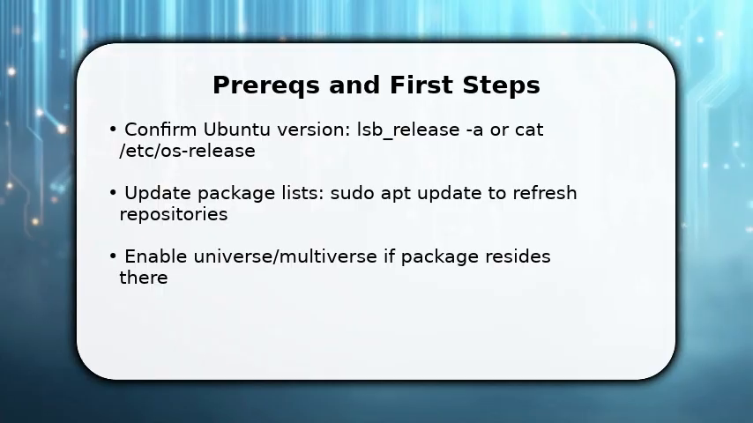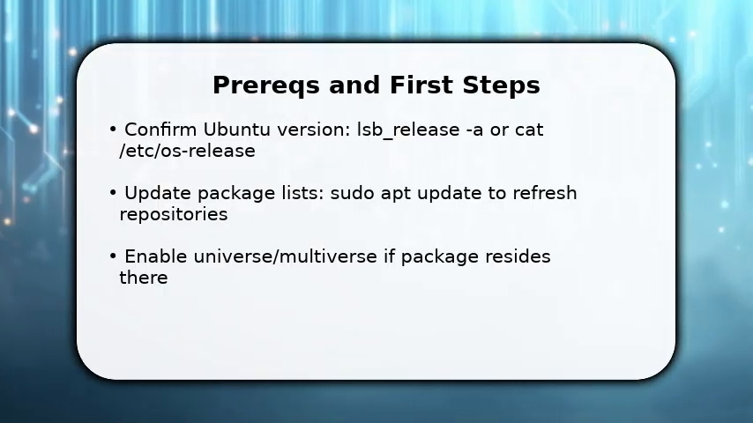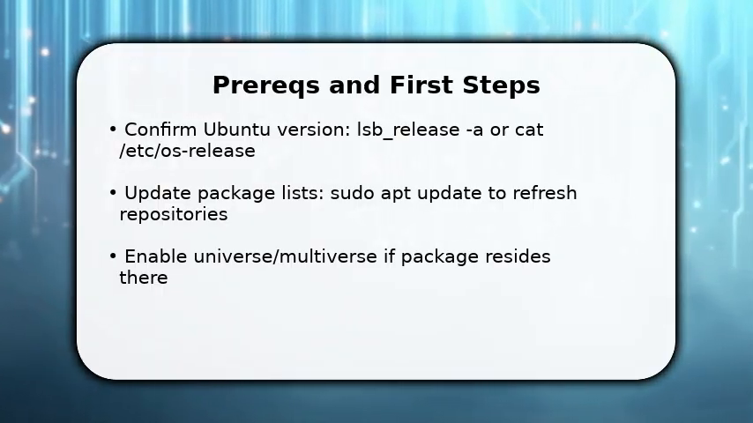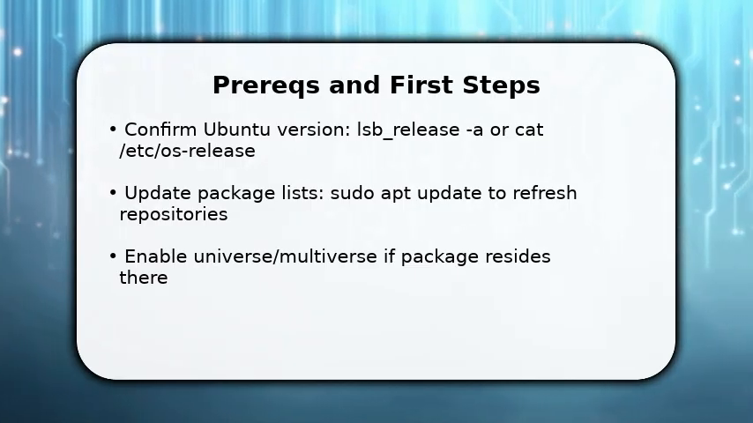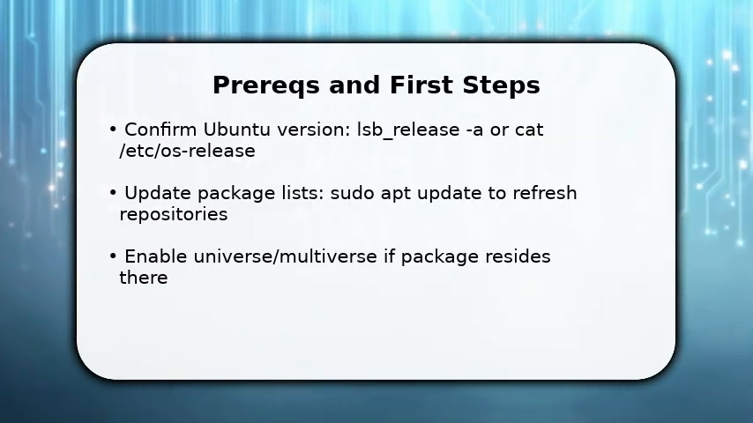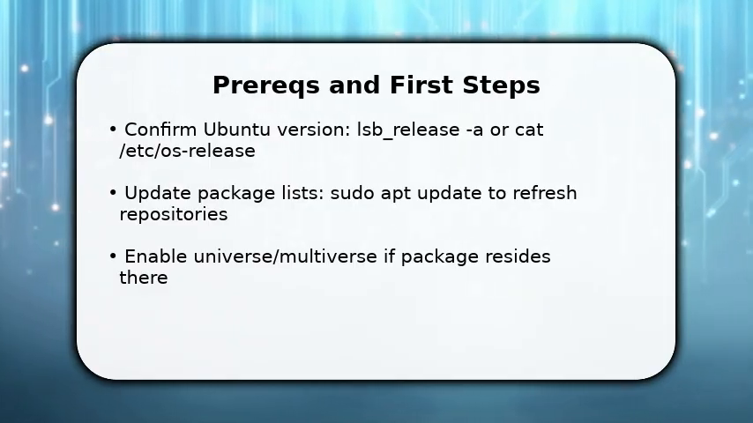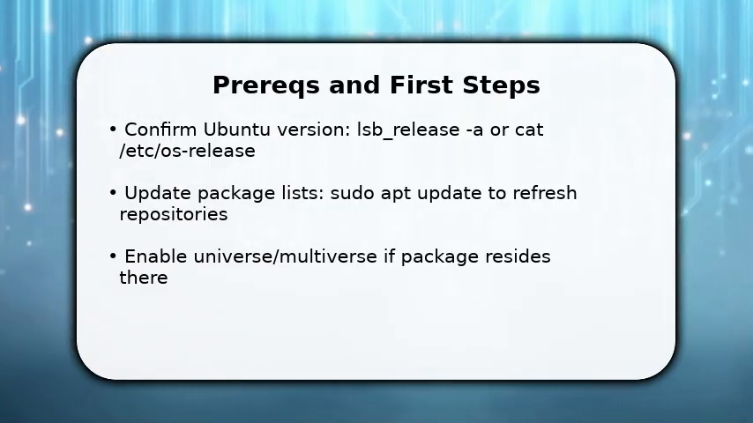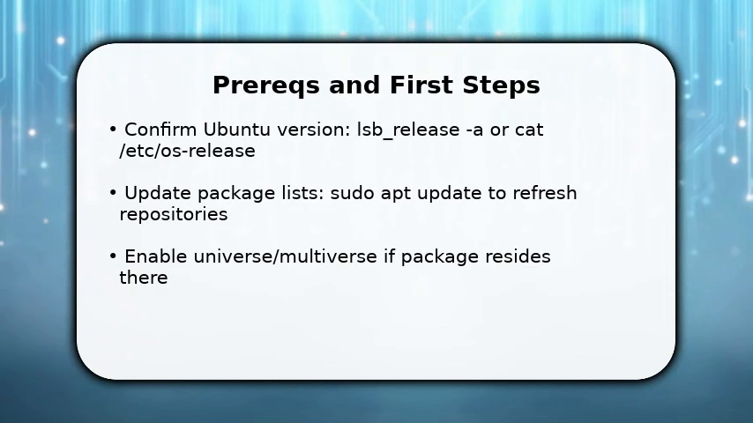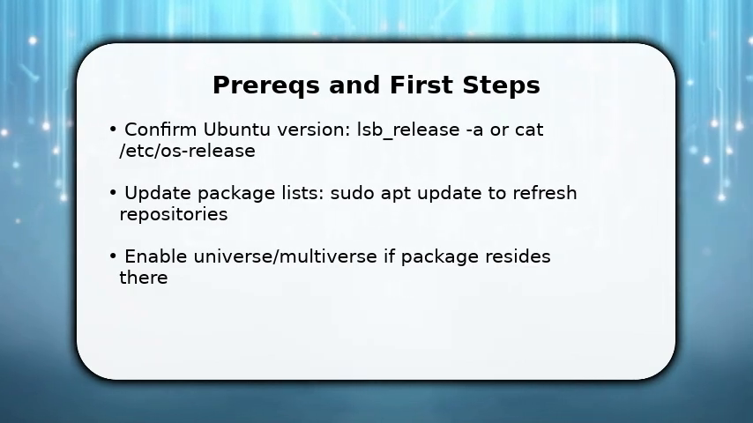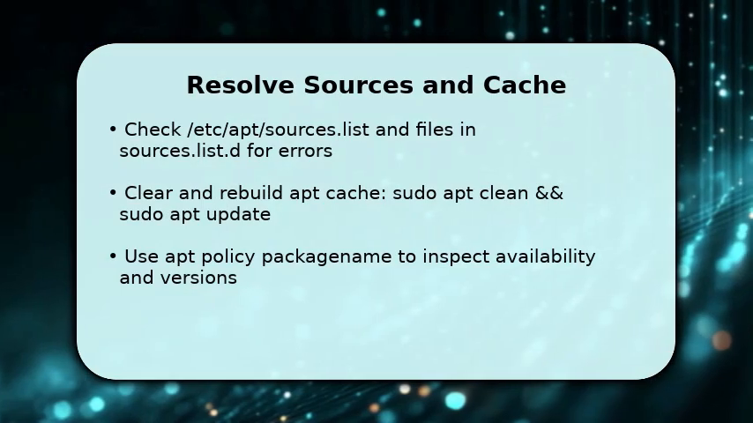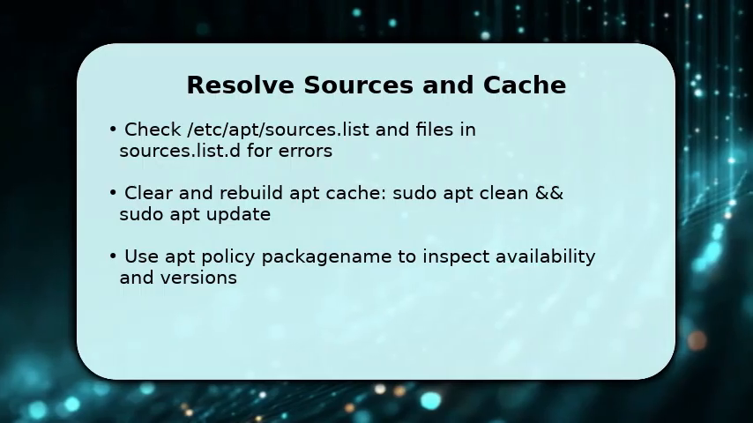If the package is in universe or multiverse, enable those components using add-apt-repository or edit sources.list. Once done, run sudo apt update again. Doing this first prevents wasted troubleshooting and immediately exposes whether the package exists for your system, saving time before deeper fixes.